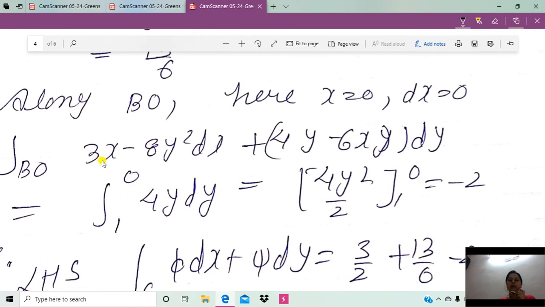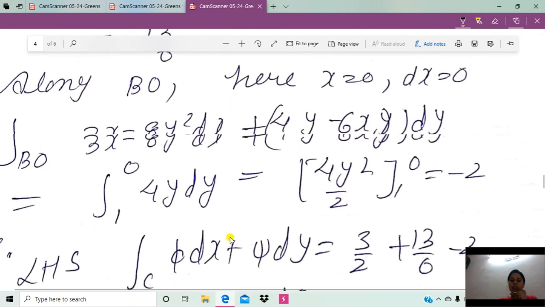And in the function 3x minus 8y square dx plus 4y minus 6xy dy, if we put x equal to 0 and dx equal to 0, the value of integration is now integration of 4y dy between the limits y equal to 1 to y equal to 0. And when we integrate this with respect to y, the integration is 4y square by 2. And when we put upper limit minus lower limit, the value of the integration is now minus 2.